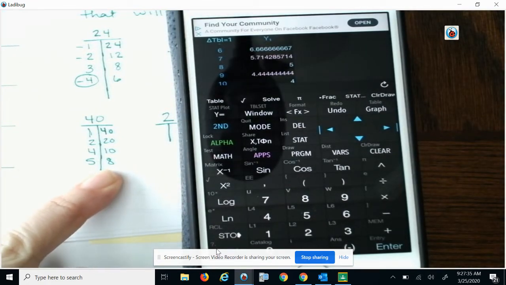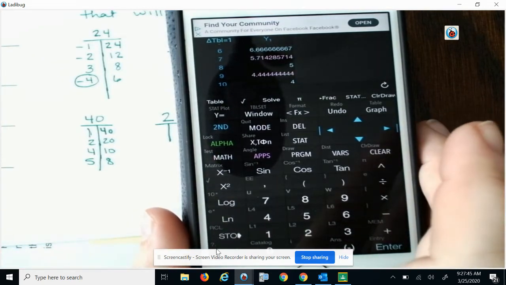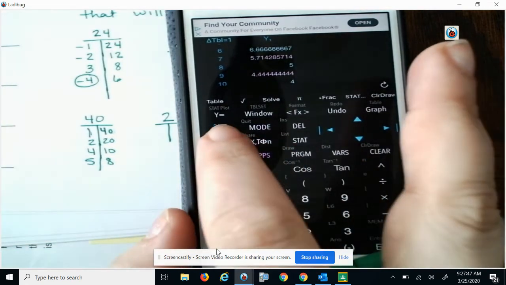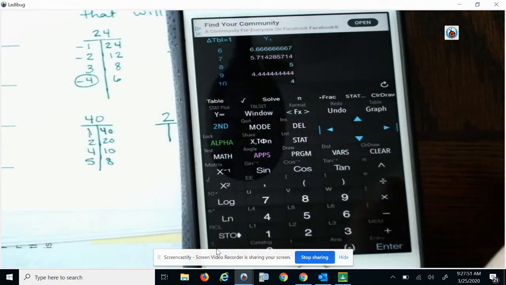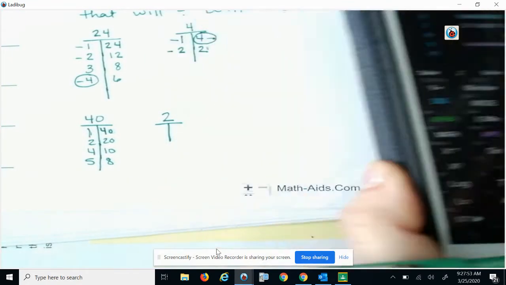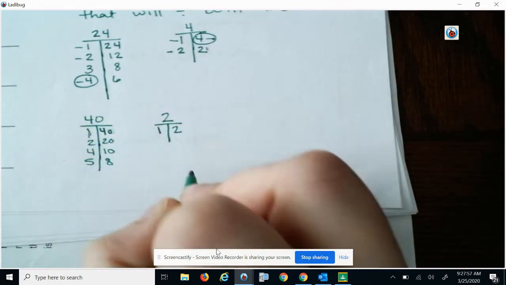We're done. Okay, so those of you that need a little more help making those T-charts, there's your help using your calculator and the Y equals button. Remember to go to your table, which is second, then graph, second graph. All right, now 2, that's a prime number, so it's just 1 and itself, 1 and 2.